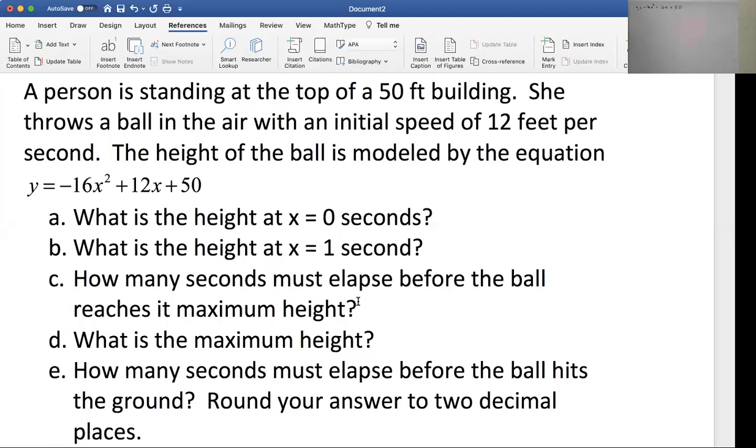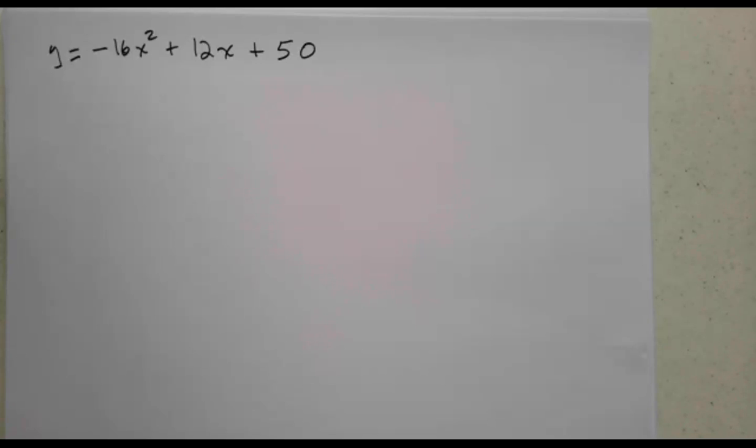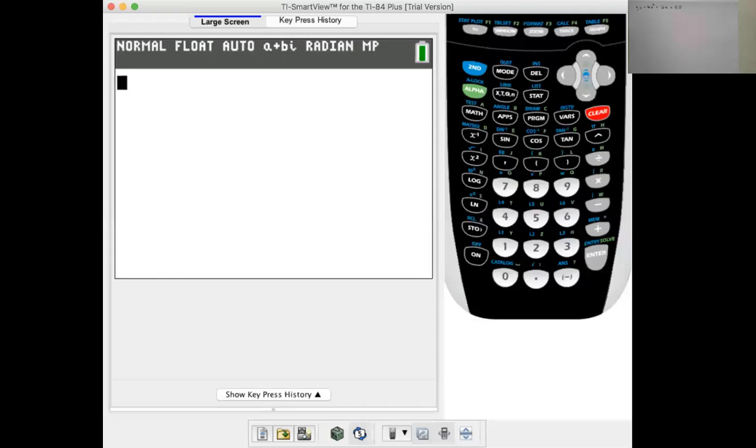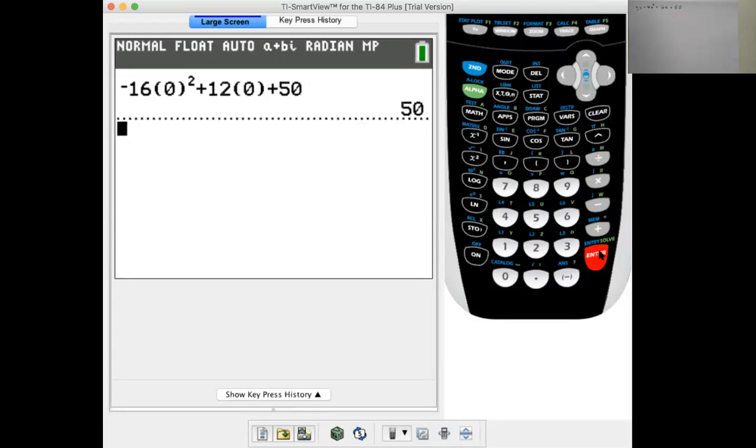So let's first look at the 0 and 1 second. So we have this function. I've got to plug in 0, I've got to plug in 1 to see what those values are. So I'm going to go ahead and pull up the graphing calculator for that. So for 0 seconds, -16 times 0 squared plus 12 times 0 plus 50. Now you know the answer to this, right? 0 plus 0 plus 50 is just going to be 50, but that doesn't surprise us, right? Because we started on a 50-foot high building and she has a soft toss into the air.